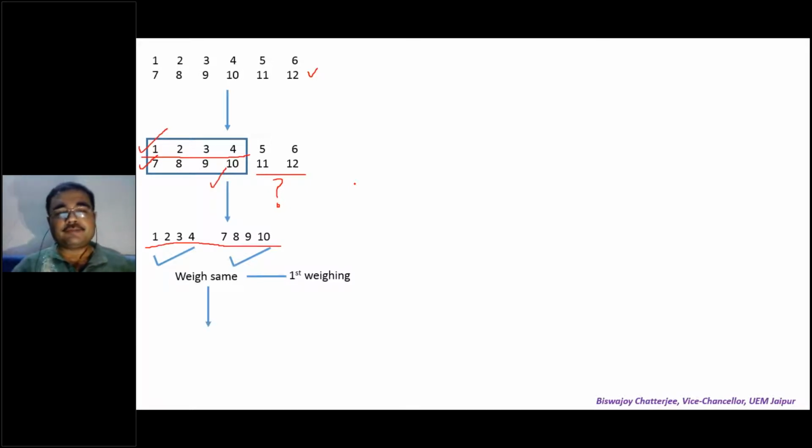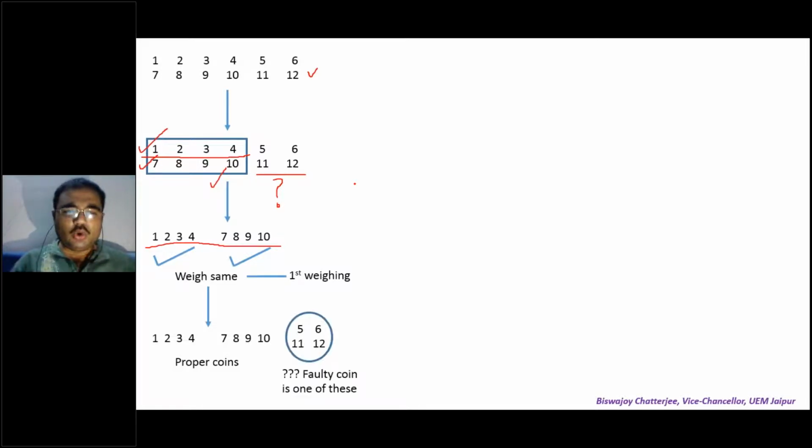Let us do one thing. I know this much, that 1, 2, 3, 4, 7, 8, 9, 10 are proper coins. And I know that 5, 6, 11, 12, the faulty coin is 1 out of this. What I do is, I choose 3 proper coins, say 1, 2, 3. It can be 1, 2, 3, it can be 4, 7, 8, it can be 8, 9, 10, it can be anything. 3 proper coins randomly I choose, and also 3 coins which I doubt, leaving out 1 doubtful coin. There are 4 doubtful coins, 5, 6, 11, 12. Say I choose 5, 6, 11, 3 doubtful coins and 3 proper coins.